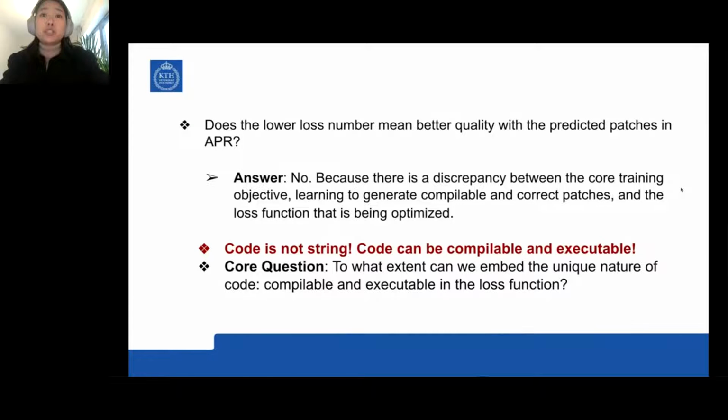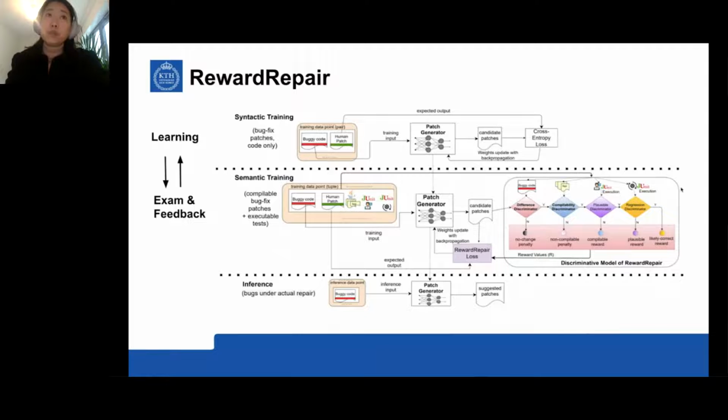Our core research question here is: to what extent can we embed the unique nature of compilable and executable code in the loss function? So we propose RewardRepair. It contains two training phases, syntactic training and semantic training. They are used alternately, after the syntactic training has been trained for a sufficient number of epochs on the data. The syntactic training is more like self-learning, and the semantic training acts more like examining and giving feedback. We want to quantify the feedback of the semantic training.